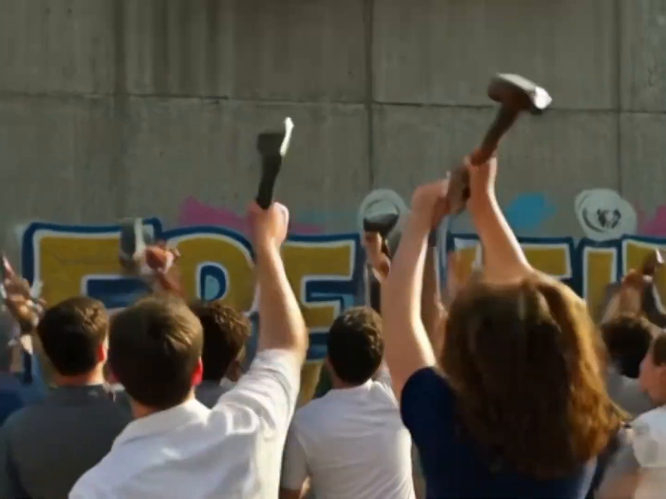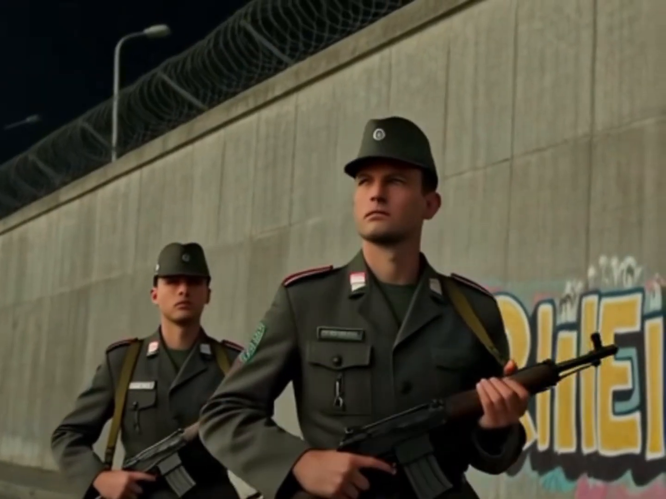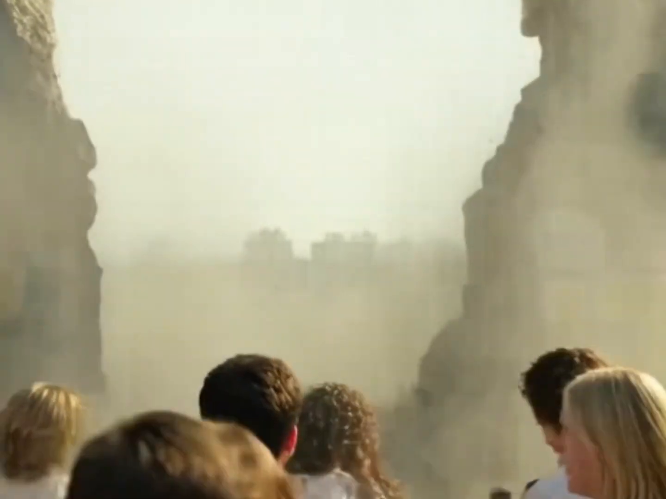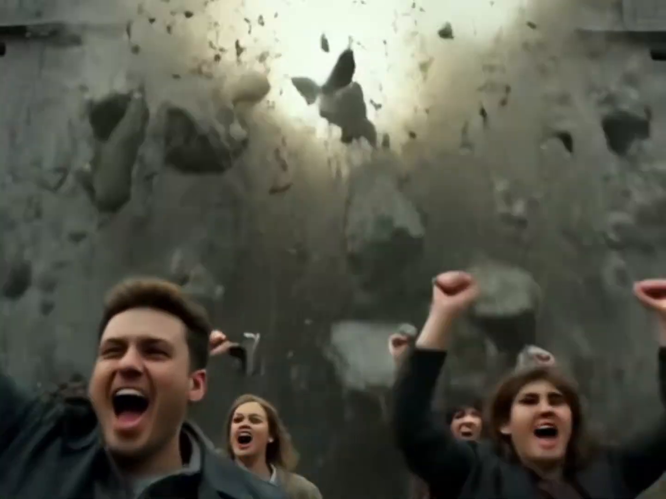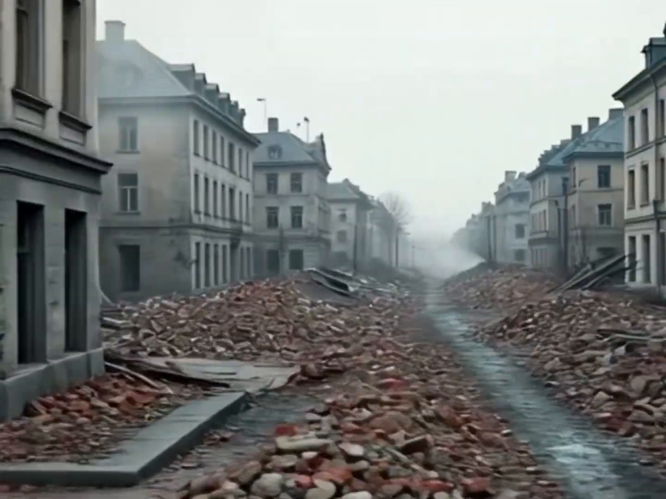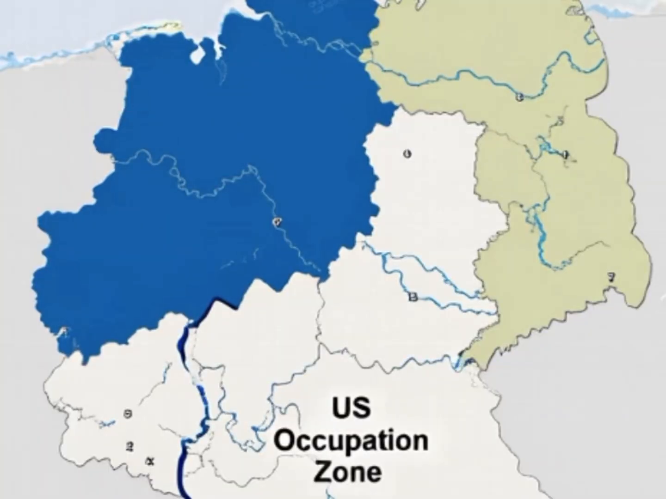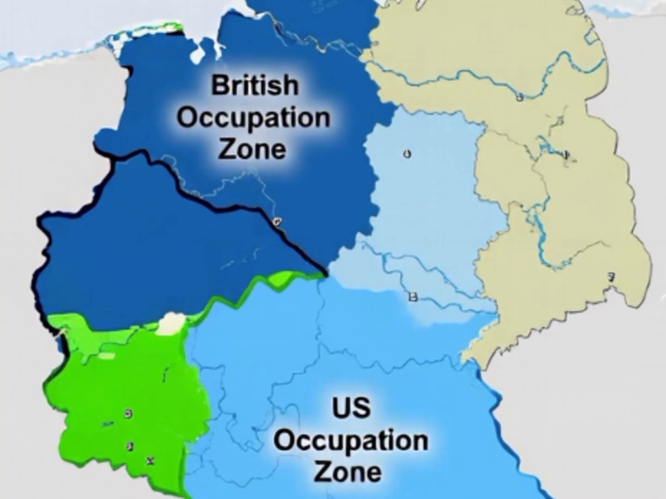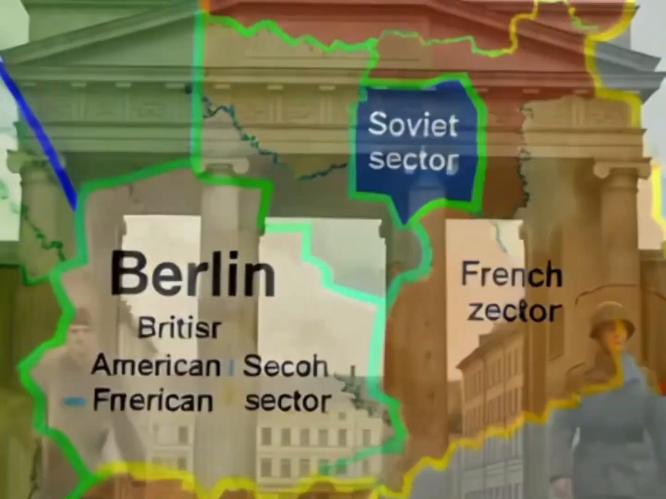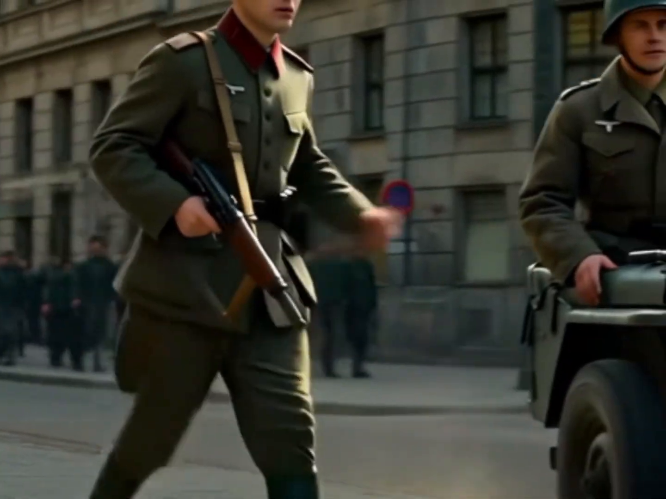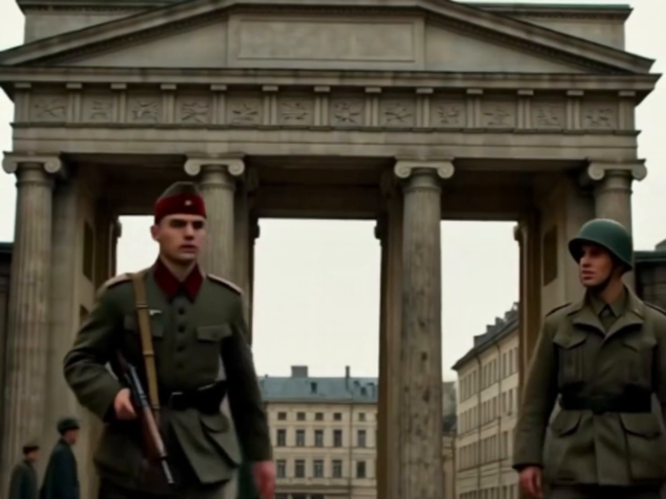Chapter 1, Germany in ruins. In 1945, World War II ended in devastation. Germany lay in rubble, its cities destroyed, millions dead, the Nazi regime defeated. The victorious Allies, the United States, the United Kingdom, France, and the Soviet Union, divided Germany into 4 occupation zones. Even Berlin, though located deep inside Soviet-controlled territory, was divided into 4 sectors. At first, it was meant to be temporary.